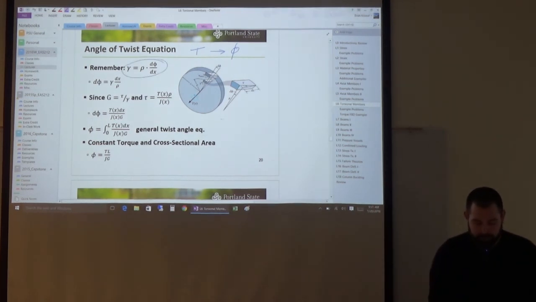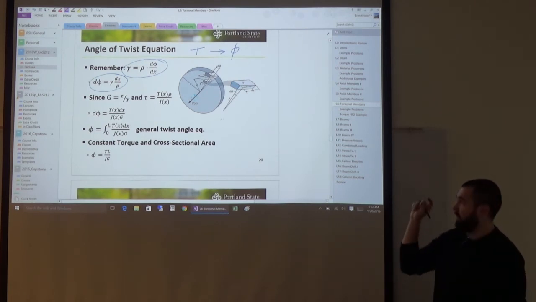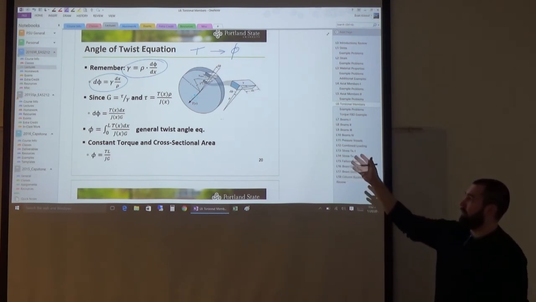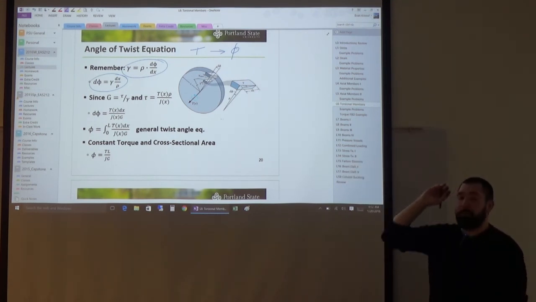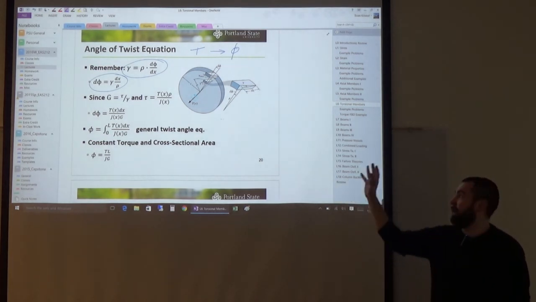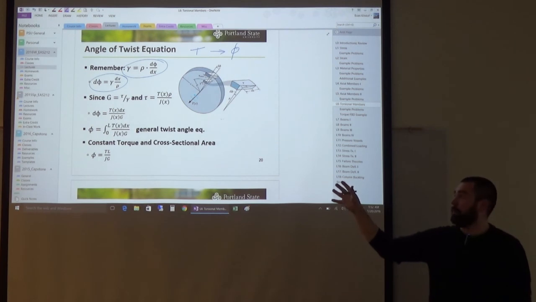We looked at this relationship before, but if I rearrange it in terms of d phi, the differential angle of twist of two adjacent sections, it is equal to the shear strain times dx over rho. But based off Hooke's law, remember Hooke's law applies to shear stress and shear strain just like it applies to normal stress and normal strain.